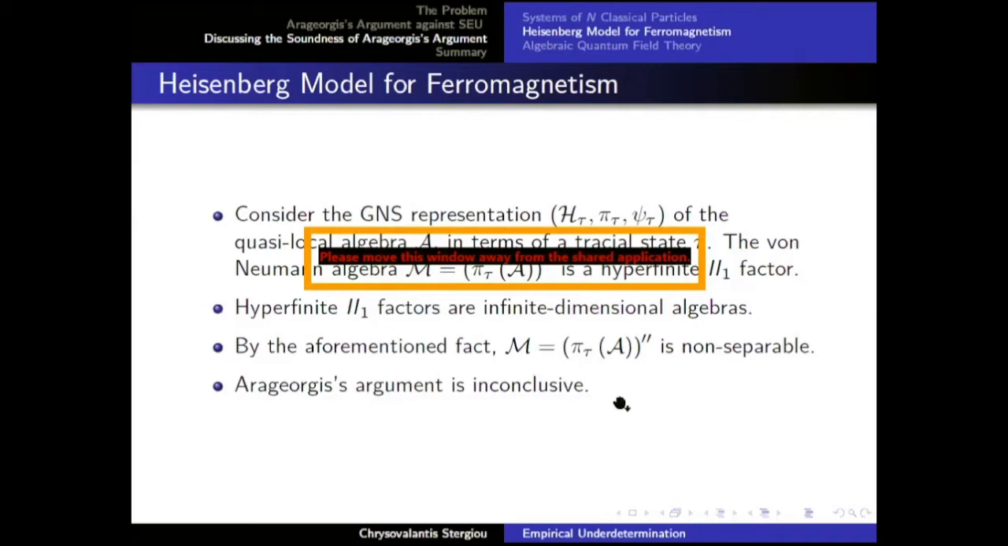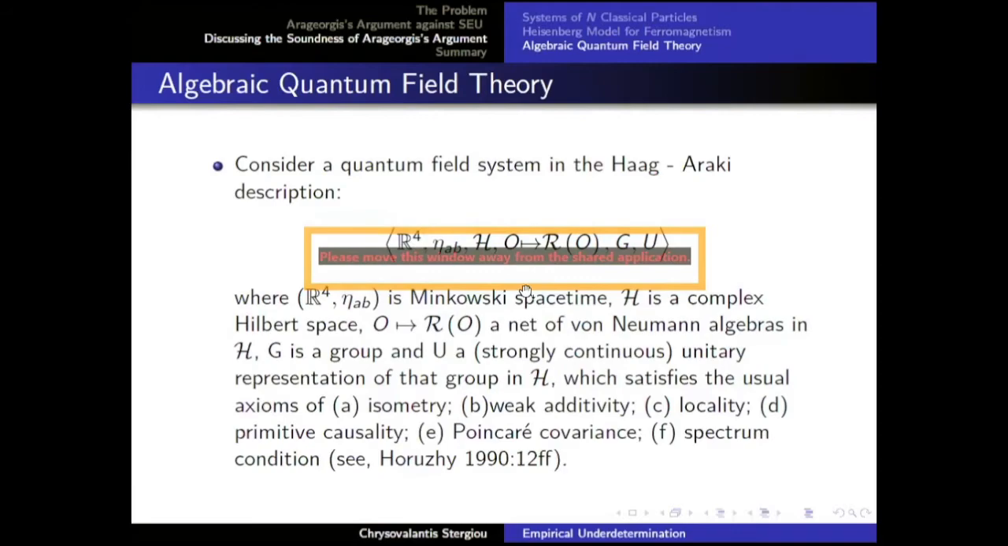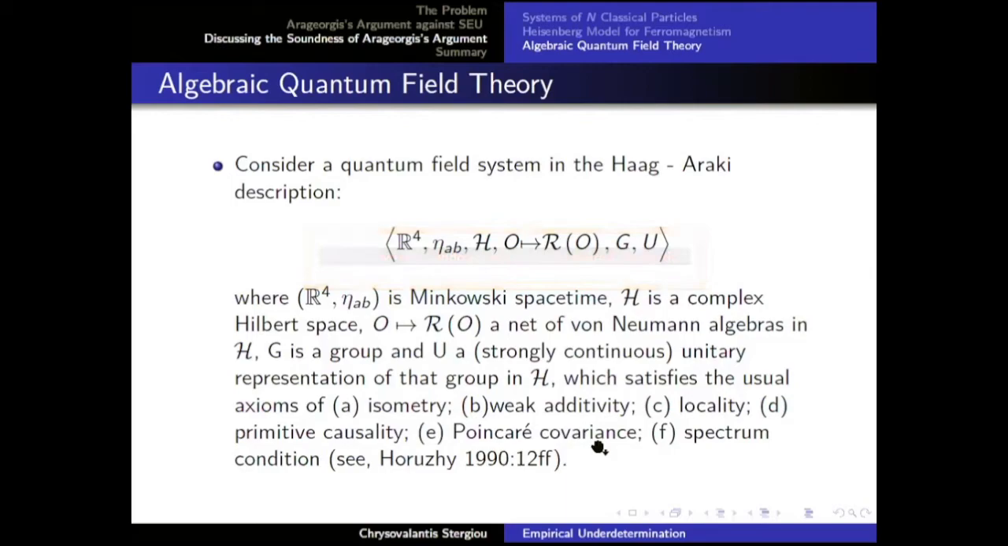Now, the other cases that I have studied have to do with algebraic quantum field theory. And here things are difficult for the condition of separability. We can see that if we take a quantum field system in the Haag-Kastler description, satisfying the usual axioms, that is isotony, weak additivity, locality, primitive causality, Poincaré covariance, and spectrum condition. Some of them might not be needed, actually they are not needed for the results that I am going to use, but I put them all here for completeness.